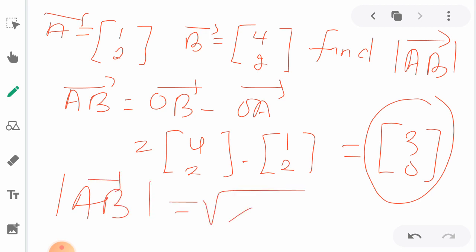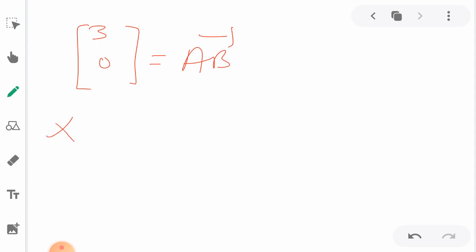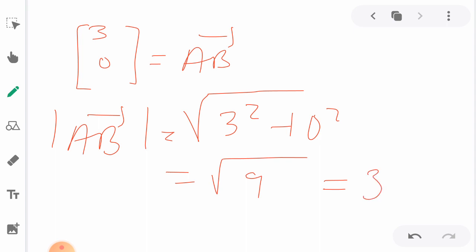Now since we know what AB is, then we can find the magnitude of AB, which we are using as the square root of x squared plus y squared. So we have (3, 0) as AB. So the magnitude of vector AB will be equal to the square root of 3 squared plus 0 squared. This will give us 9. The square root of 9 is 3, then units.